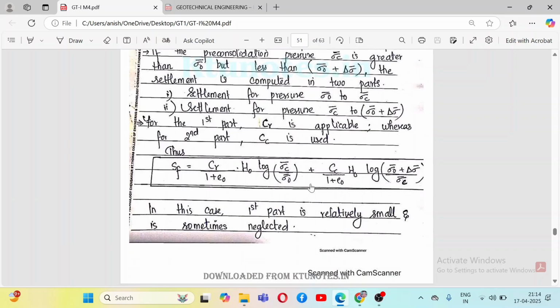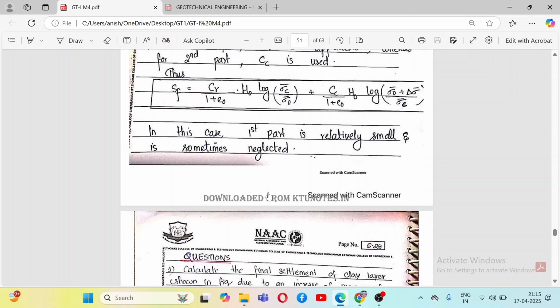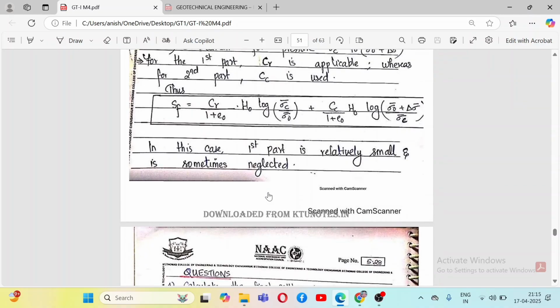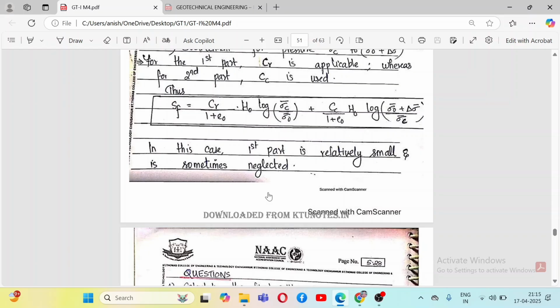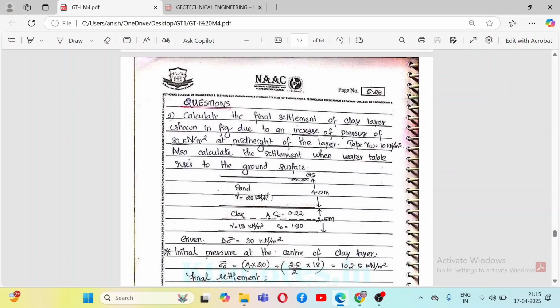So, thus finally it gives SF is equal to CC by 1 plus e naught, H naught, log of sigma naught dash plus delta sigma dash divided by sigma naught dash. Okay, in this case, the first part is relatively small and is sometimes neglected. While doing the problem, you will know better.